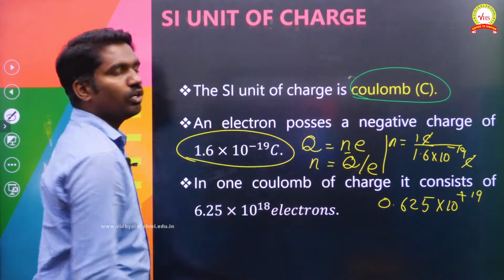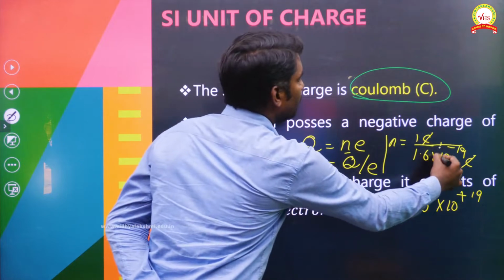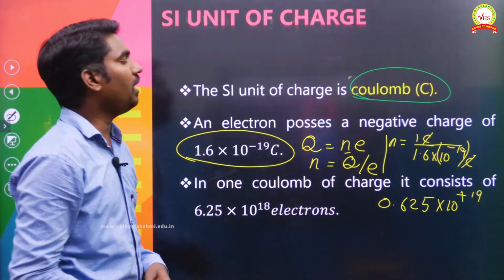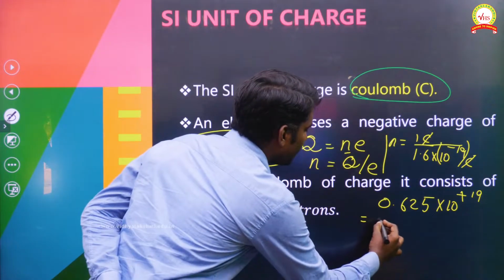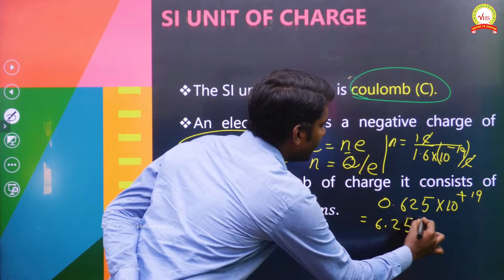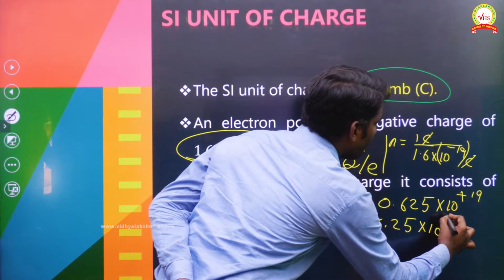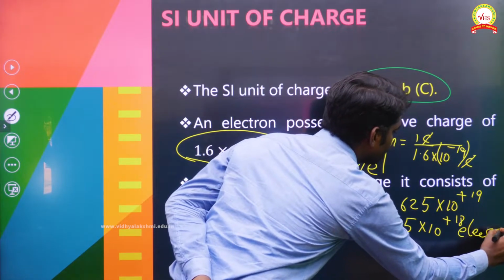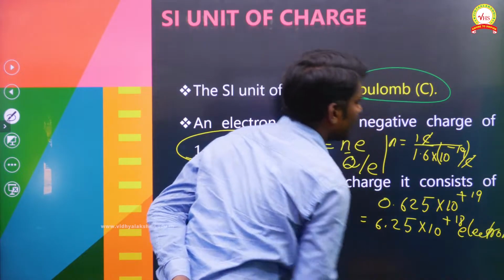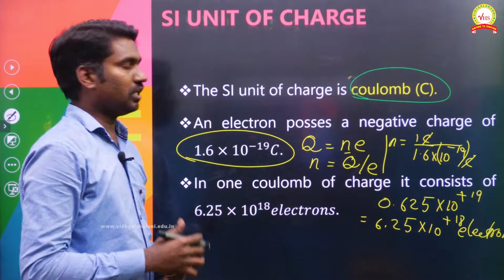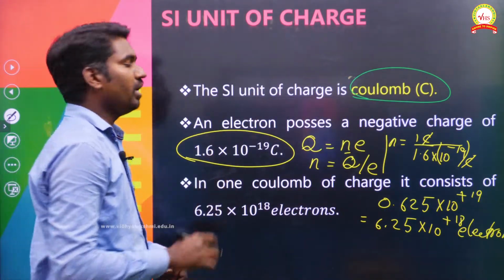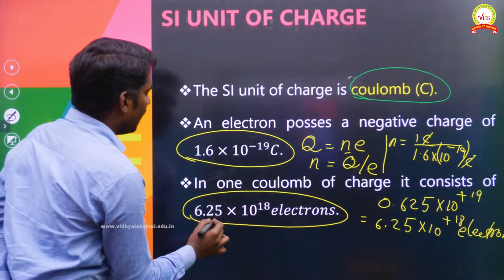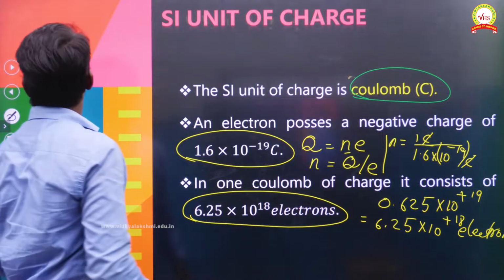Why did we get plus 19 over here? When 10 to the power of minus 19 goes to the numerator, it becomes plus 19. So after simplification, you can write it as 6.25 into 10 to the power of plus 18 electrons. Clear? So in 1 coulomb of charge, 6.25 into 10 to the power of 18 electrons will be there.